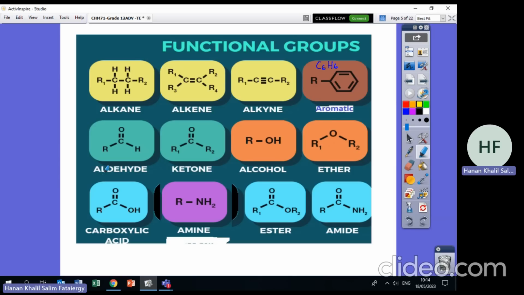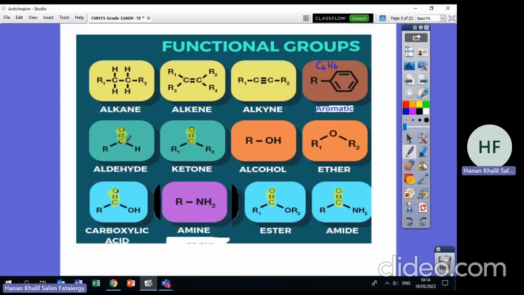Okay, let's see. Aldehyde has C double bond O, but ketone also has C double bond O. And carboxylic acid has C double bond O. And ester has C double bond O. And amide has C double bond O. Okay, notice that here we have only O, here OH, and here nitrogen. So these 5 compounds have C double bond O. How will I differentiate between them?